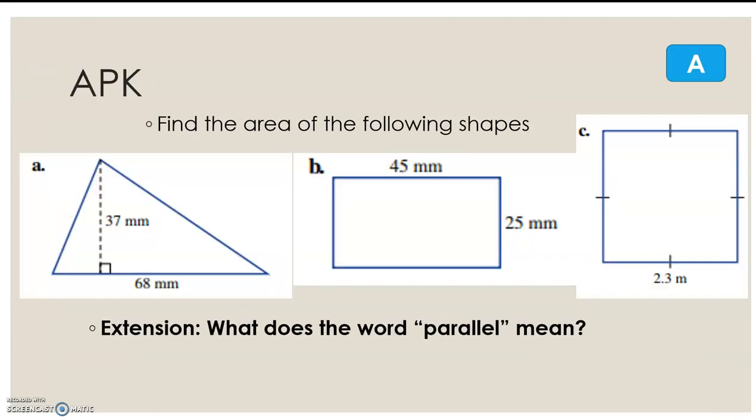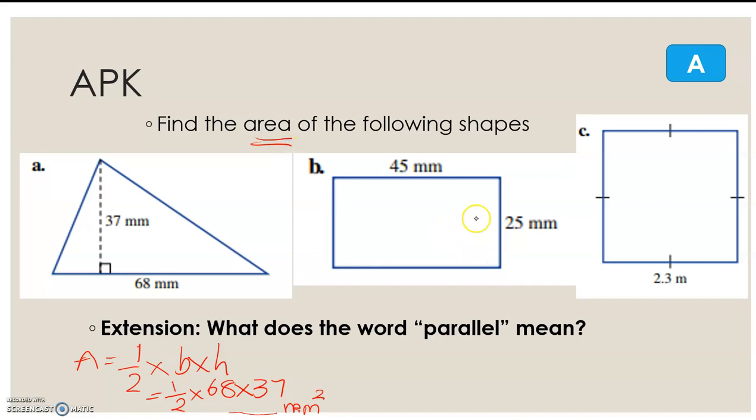So, last term, we already looked at working out the area of triangles, rectangles, and squares. It says find the area of the following shape. You should be able to do this quite easily. Remember, area of a triangle is half times base times height. So in this case, it'll be half times 68 times 37, and you work out what that is. And whatever your answer is, it's going to be millimeters squared, because area is always square units.